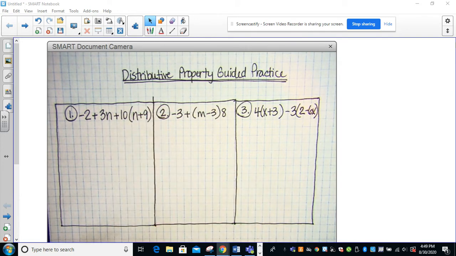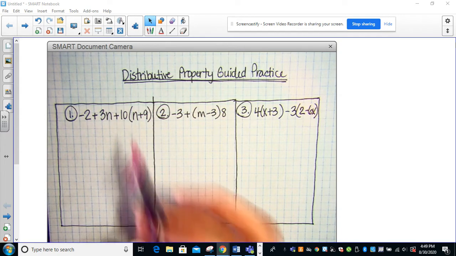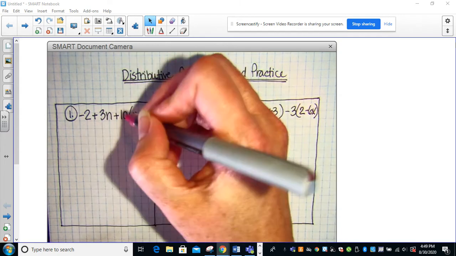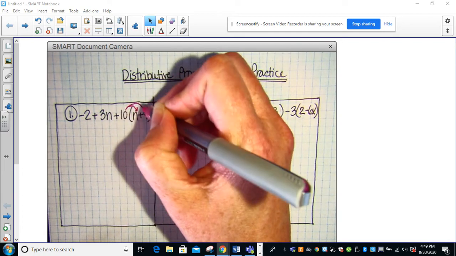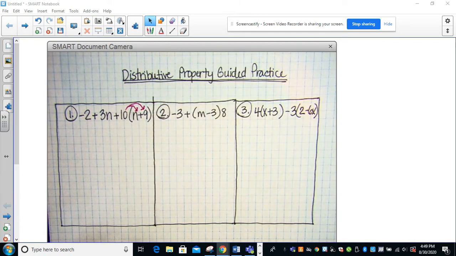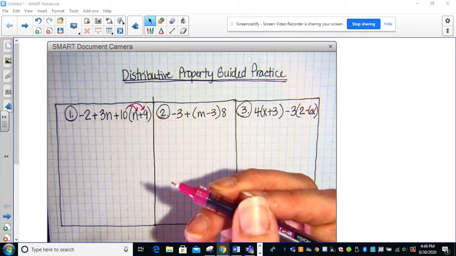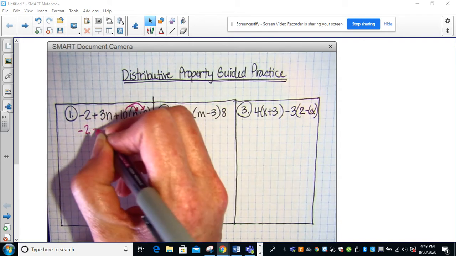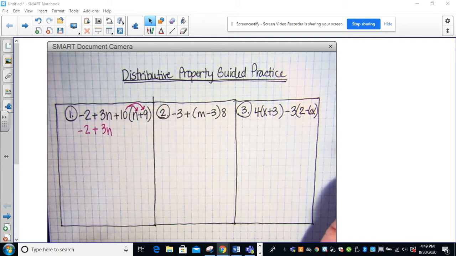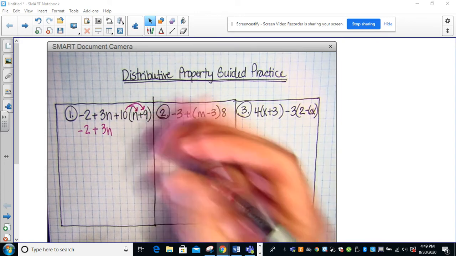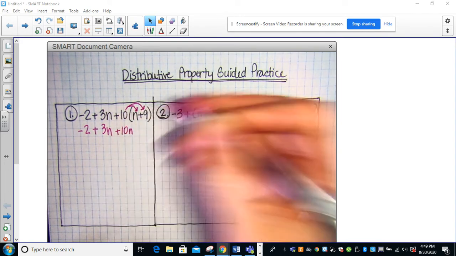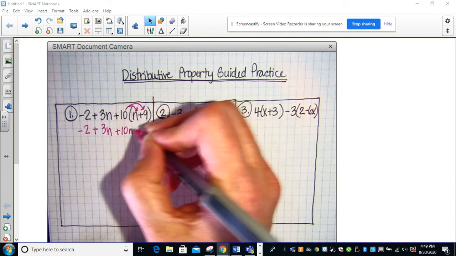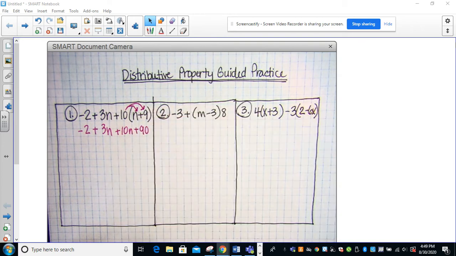So here I notice a set of parentheses. So I'm going to use the distributive property. There's no parentheses here. So I just have to distribute here and here. So these just drop down because I can't put them together. So just have a -2 plus 3n comes down. Now 10 times n is a plus 10n, and 10 times 9 is a plus 90.